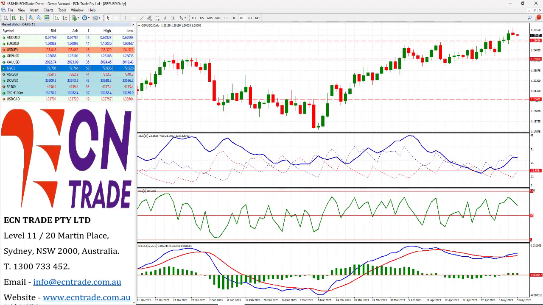Sterling is a little bit weaker ahead of the Super Thursday, but still the market is a bit wary in terms of the fact that the Bank of England may hike rates anywhere from 25 to 50 basis points. That would see rates move around 4.5 to 4.75 depending on the rate hike.